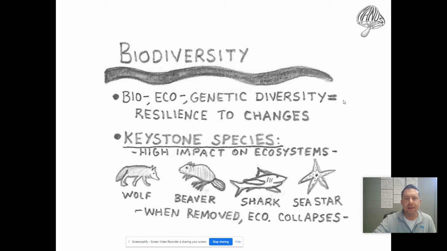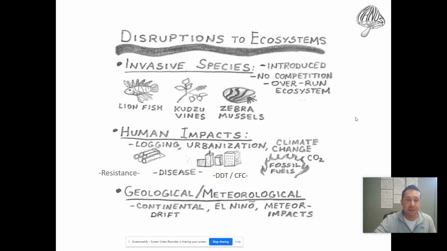They're going to be organisms that have a high impact on the ecosystem. And basically, whenever they're removed, the ecosystem collapses. So I have a couple examples: the wolf, the beaver, the shark, and the sea star. But pretty much whenever you remove those from an ecosystem, there's going to be a dramatic effect on that ecosystem. And there's also disruptions to the ecosystems. That's where we finish up.